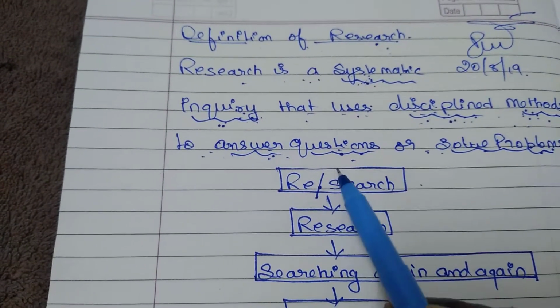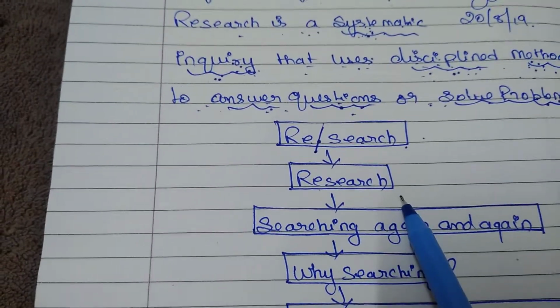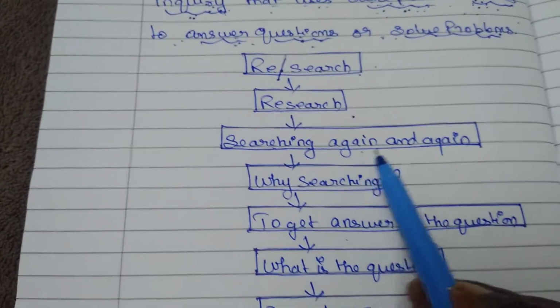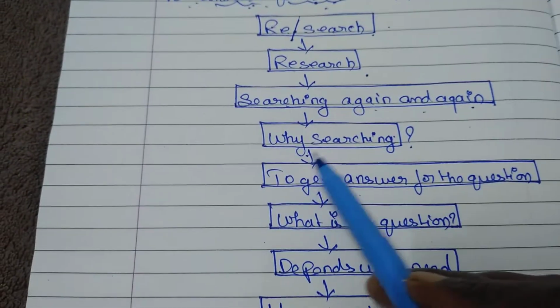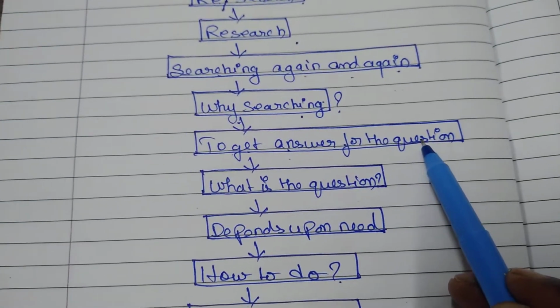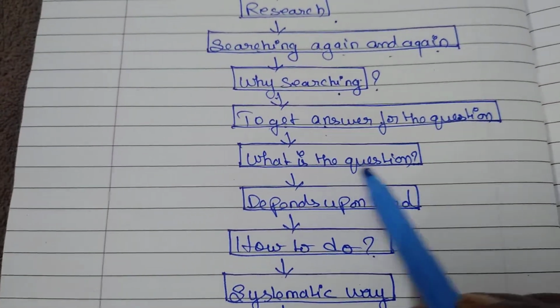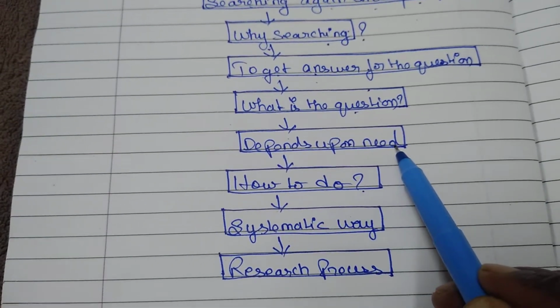Research can be split into re and search. So searching again and again is known as research. Why are we searching? To get answers for the questions. So what is the question here? These questions depend upon the need of the area.